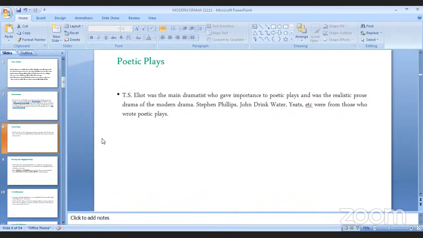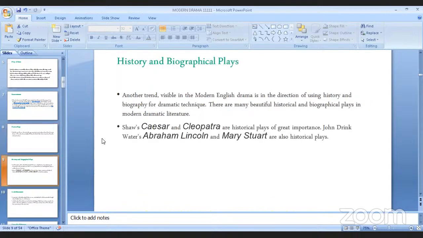Now, poetic plays. T.S. Eliot was the main dramatist who gave importance to poetic plays, as a reaction to the realistic prose drama of the modern drama. Stephen Phillips, John Drinkwater, and Yeats were among those who wrote poetic plays.